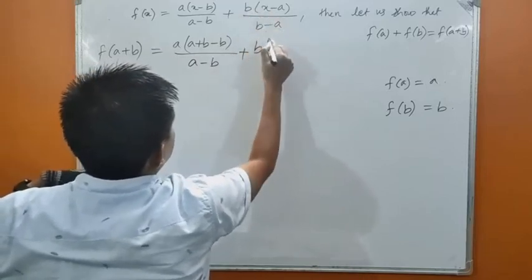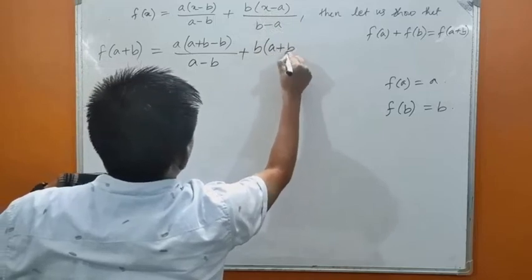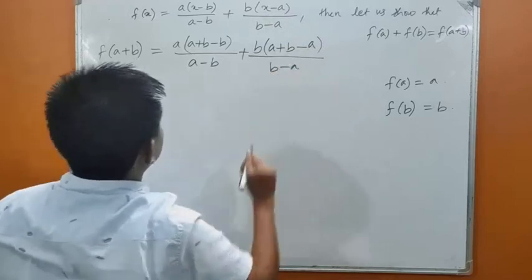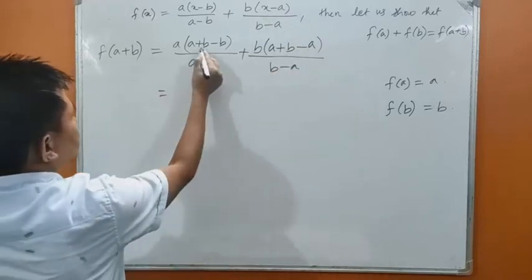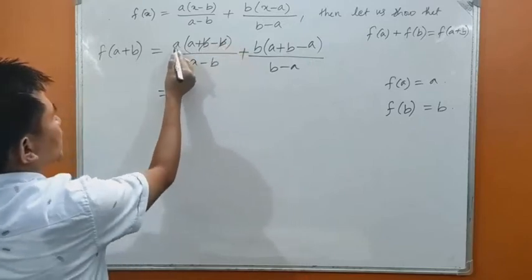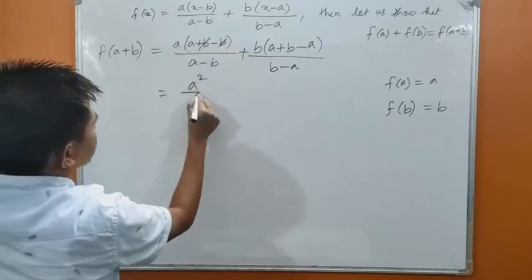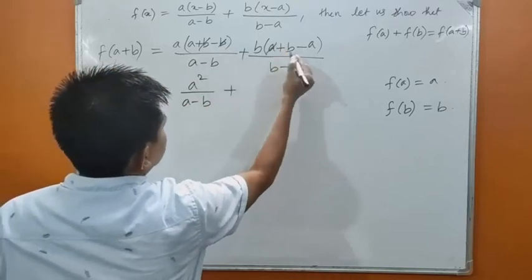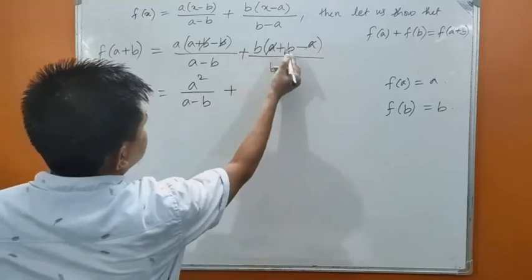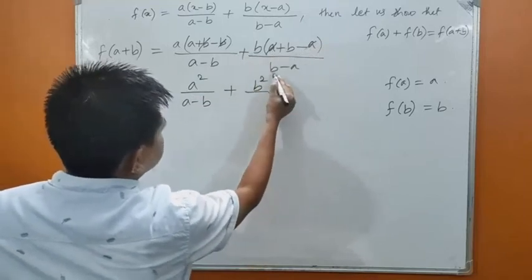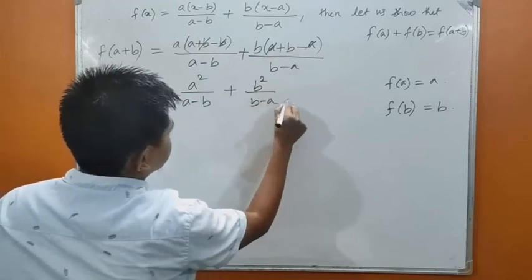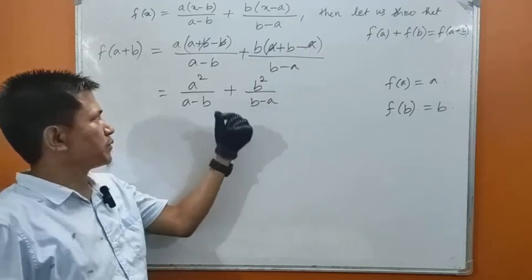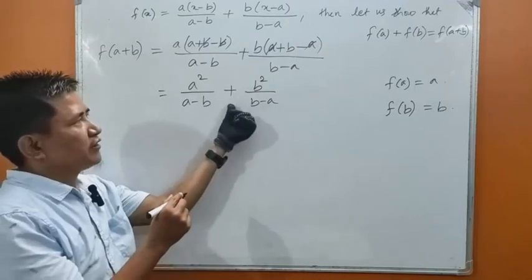Instead of this x, we are going to write a plus b minus this a. We should not forget that a, okay? So b minus a is in the denominator. Now from here, this plus b and minus b can be cancelled. So a into a is a square in the numerator. In the denominator we have a minus b plus this, plus a and minus a can be cancelled. So b into b is b square. So b minus a in the denominator. Got my point? So we can take this minus sign from the denominator common, okay?